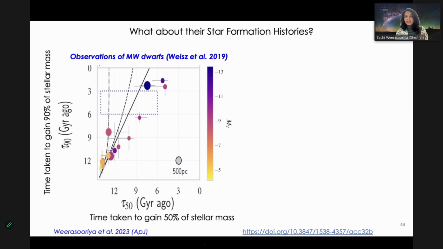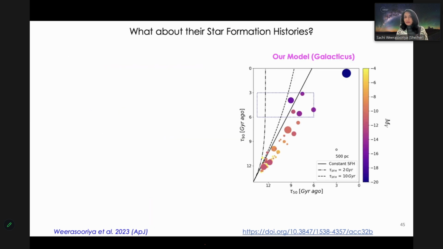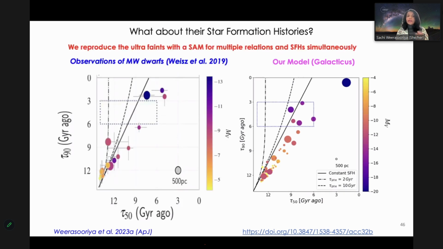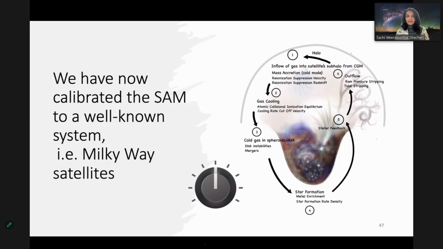Now, what does our model look like? Our model produces something like this. So you can see we are able to reproduce the relation in tau 90 versus tau 50 with the Galacticus semi-analytic model. So we not only reproduce the ultrafaints with the semi-analytic model for multiple relations at a redshift of 0, but we are also able to reproduce the star formation history simultaneously. Now we have calibrated our model to a well known system, the Milky Way satellites.